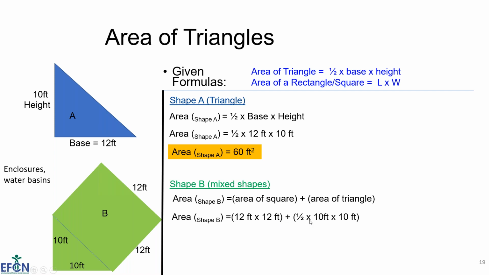And then I'll have to add that to the area of the triangular shape, which is the area of this part here, 10 by 10 multiplied by half. That is the area of the triangle. And then you will have to add both of those areas together to get the complete area of that section. So I come up with 144 square feet as the area of my square and 50 square feet as the area of my triangle. Those added together, I'm coming up with 194 square feet for the entire enclosure.